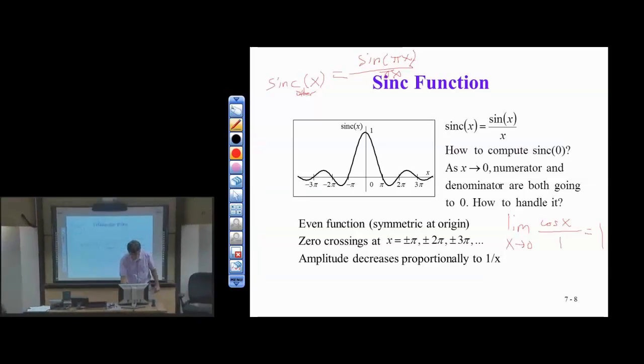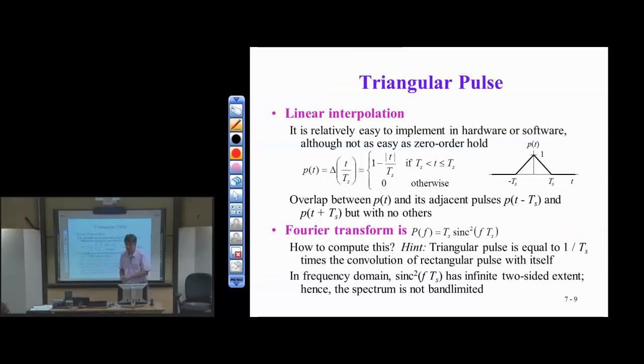All right, triangular pulse. This is linear interpolation. Again, relatively easy to implement in hardware or software, very common in audio. They use linear interpolation anytime you have conversion between sampling rates that are very close in value, say 44.1 kilohertz and 48 kilohertz. Take a block of 48,000 samples and linearly interpolate them to 44.1 kilohertz playback. Pretty easy to do.